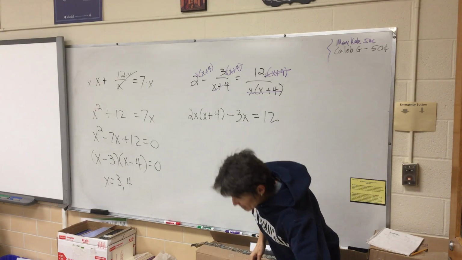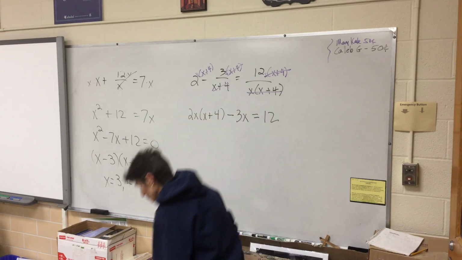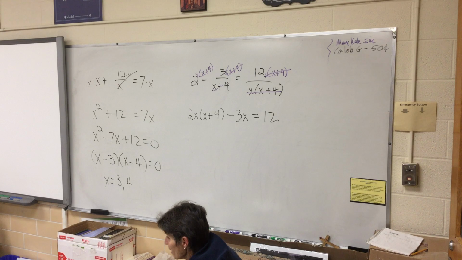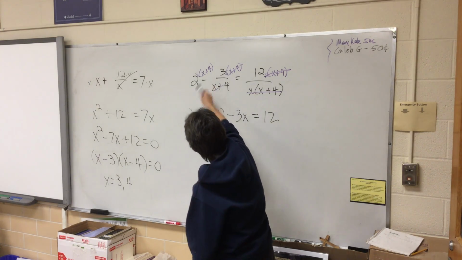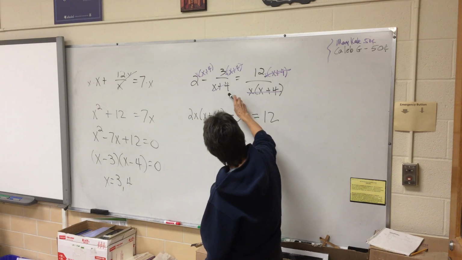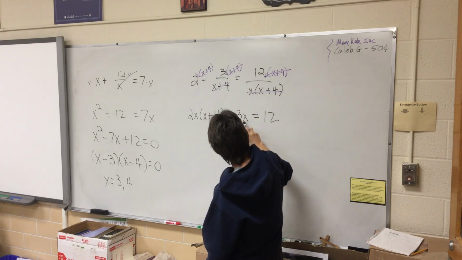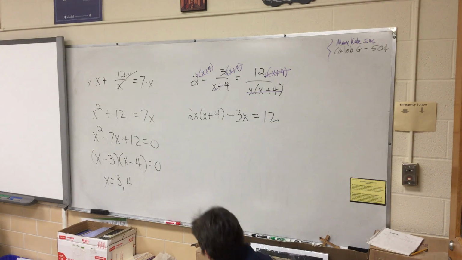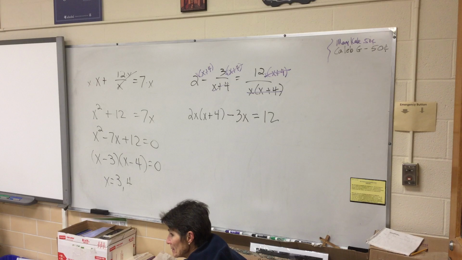My job was to multiply by something that would make all the denominators cancel. So we decided we were going to multiply by an x and an x plus 4. So here, nothing canceled, so I still have an x and an x plus 4. Here, the x plus 4 canceled, so I still have the x. And here, everything canceled. Does that make sense to everybody?